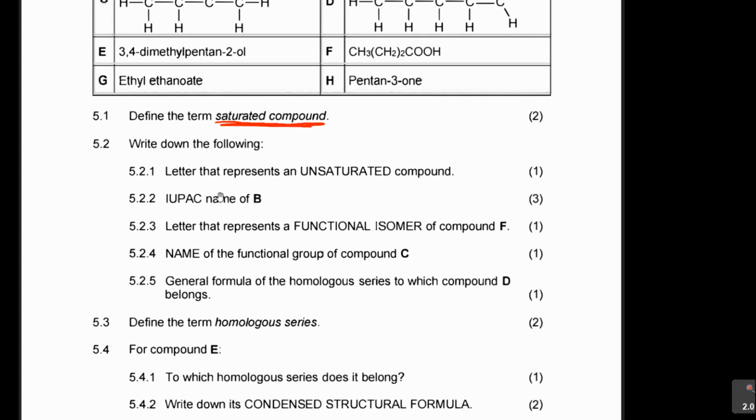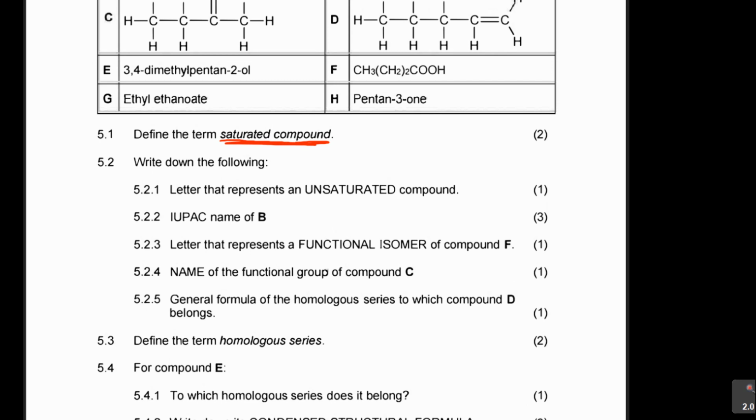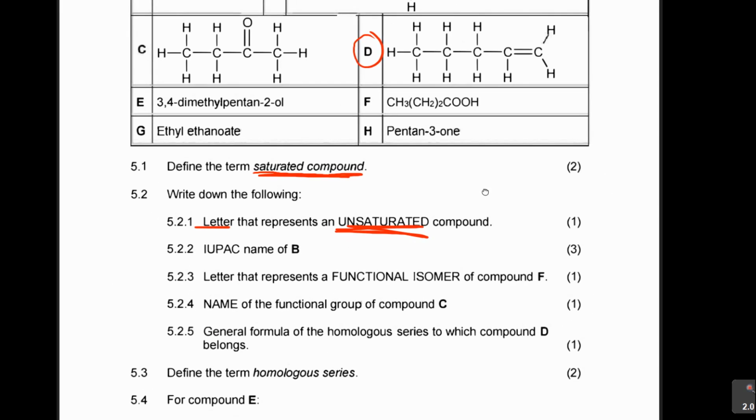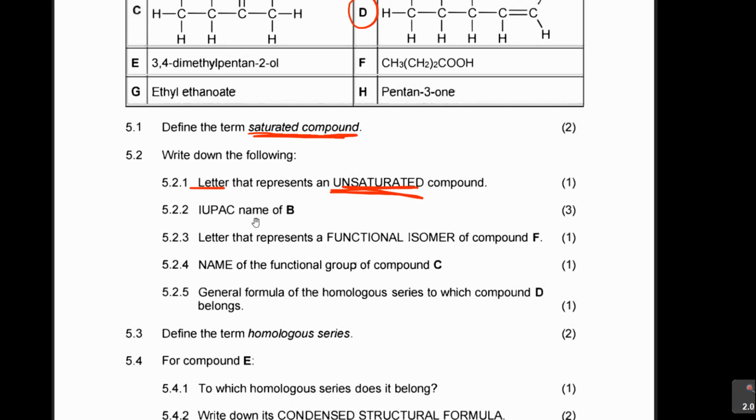That is that. Let's look at the next question. That was 2 marks. Write down the letter that represents an unsaturated compound. So the keyword there is unsaturated. Remember, we said saturated contains only single bonds. So we want the letter that represents unsaturated. Now you look for carbon-carbon double bonds, and you can see that D is the one that is showing carbon-carbon double bonds between two carbon atoms. So the letter there is D.